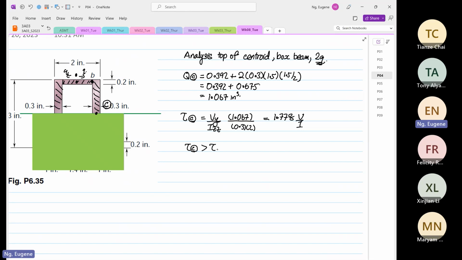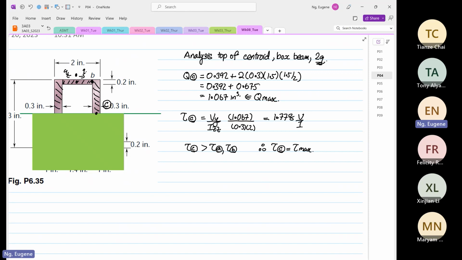So what we realize is that the shear stress at point C is greater than the shear stress at point A and the shear stress at point B. And we don't need to check anymore. Why don't we need to check any other position? Because this is our Q max. Therefore, we know that the shear stress at point C is equal to our tau max.